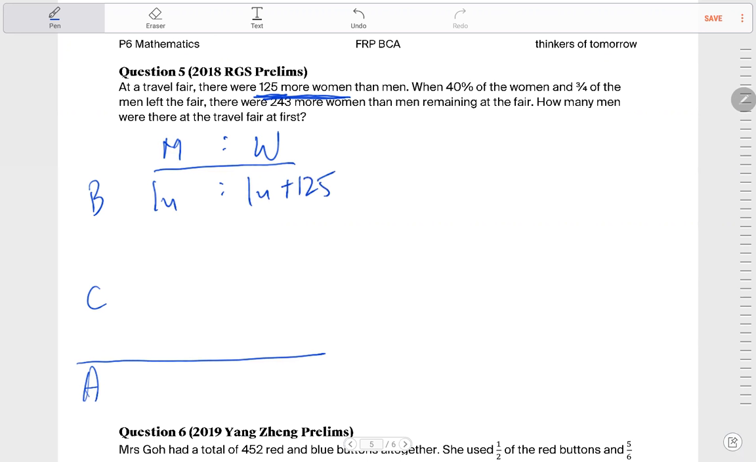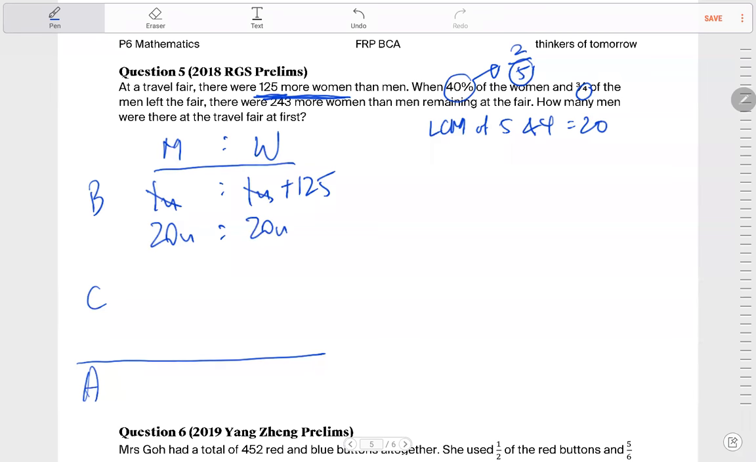Now let's look at the change. Over here, you have the changes presented as one fraction and one percentage. But it doesn't matter because all you have to do is convert 40% to 2/5. So 2/5 of the women and 3/4 of the men left the fair. The ratio that you should be restating the units to depends on the denominator of women as well as the denominator of men. Since for women the denominator is 5 and for men the denominator is 4, the LCM of 5 and 4 is actually 20. So what I'll do here is restate men to 20 units, and restate women to 20 units plus 125.